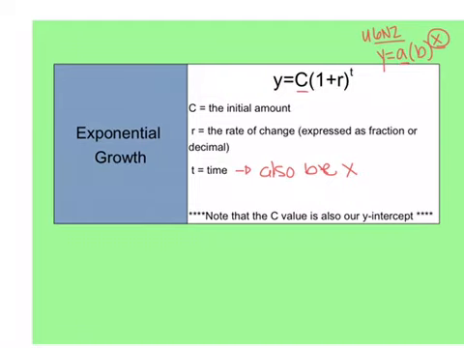Now the only thing that's kind of new to us is this 1 plus r, and what this says is that I have 100% plus my r percent. So I'm starting with 100% and I am increasing by more percentages. That's why we have the plus sign. That's what tells us we're increasing as well. So let's go ahead and look at an example here.